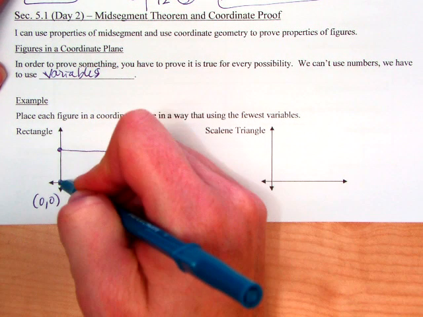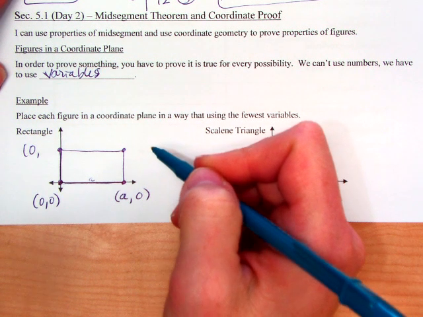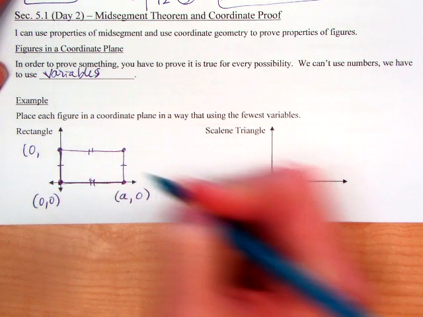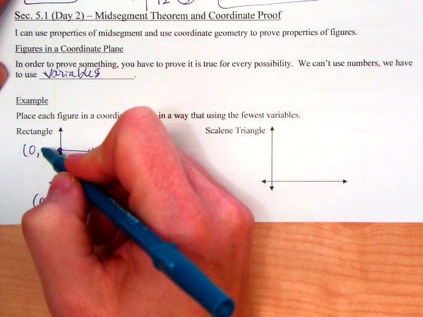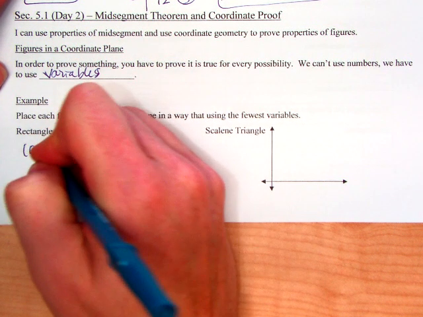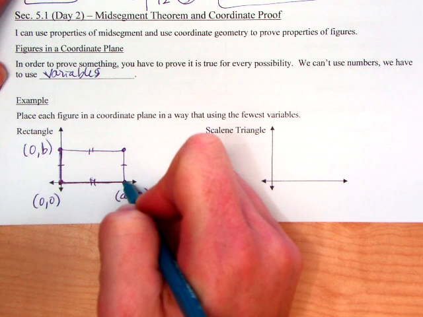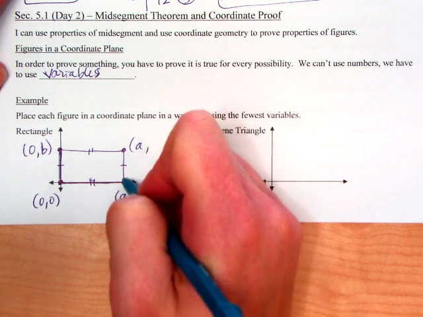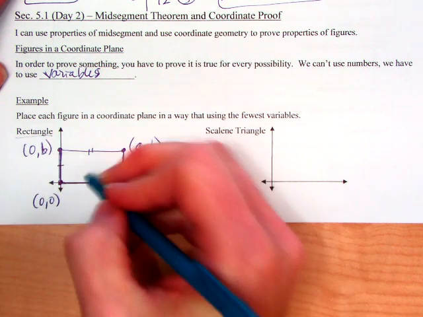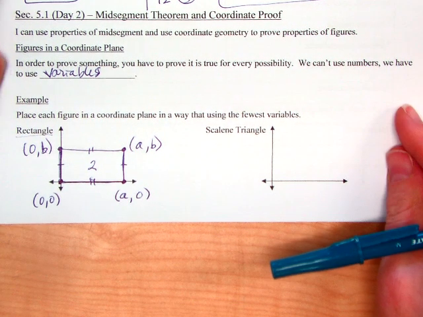To go straight up, it would be 0, and then we have to come up with another letter. This is a rectangle, I know that, so I know this side's equal to that one, and that one's equal to this one. So I can't use A again, because I don't know that these two are the same. So I can use a different letter, and let's pick B. So now in order to get to this point, I have to go over this much, and I have to go up this much. So I put a rectangle in the coordinate plane, and I did it using only 2 variables. Your job is to use as few as possible.